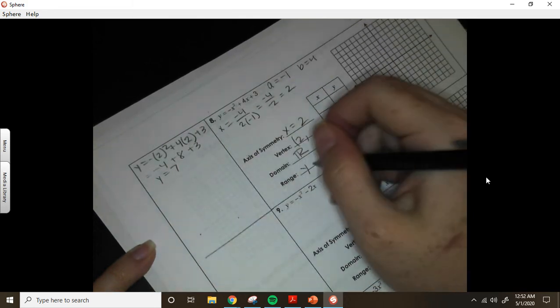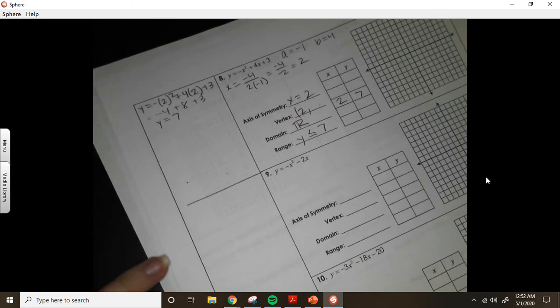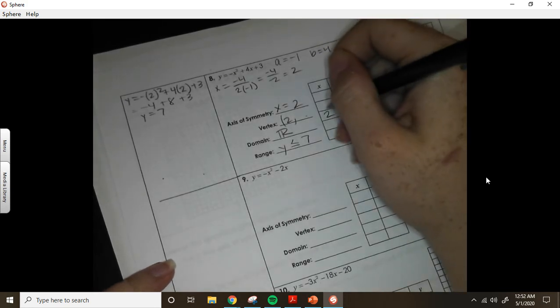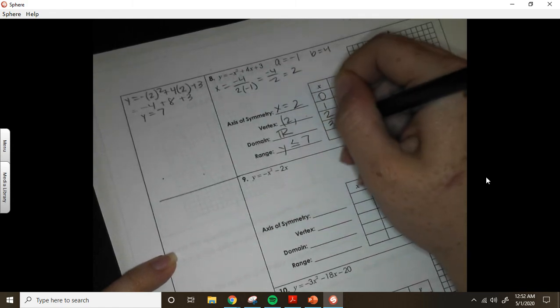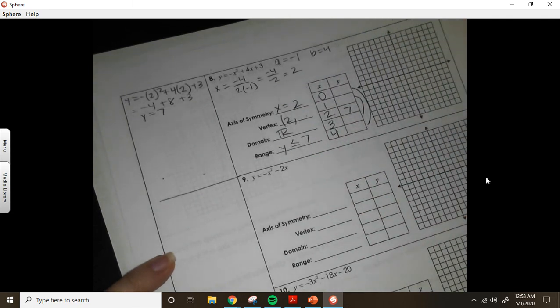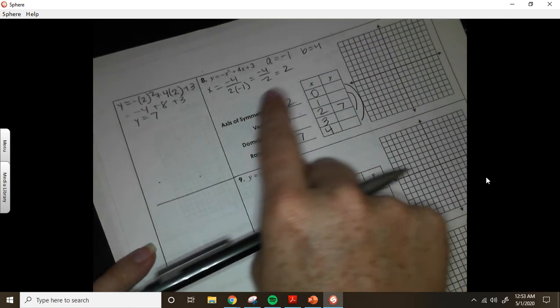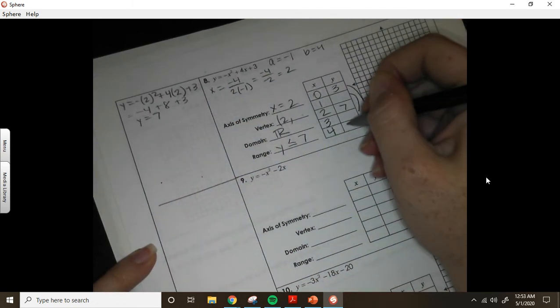We know our domain is all real. This is opening down, so it's going to be less than or equal to 7. Hopefully you understand that part. Let's pick 2 to the left. So this is going to be 1 and 0. This is going to be 3 and 4. These are going to be the same. These are going to be the same. So let's plug in 0 mentally so we can get that other number. 0, 0, we're left with 3.